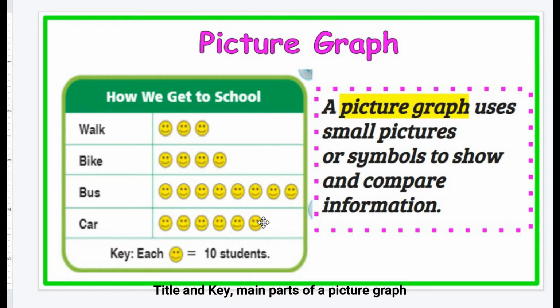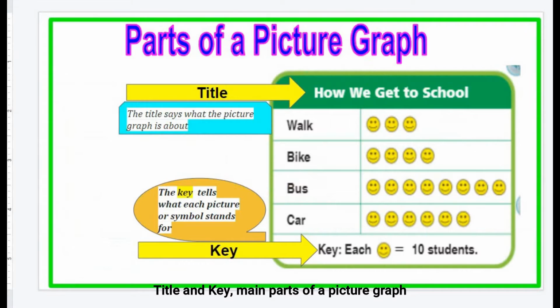This picture graph is giving us information about how students go to school. How do they go to school? They go in 4 ways: walking, biking, going by bus, and going by car. And this side is telling us how many students go to school walking, how many by bike, how many by bus, and how many by car. In the next slide, we are going to be identifying the different parts of a picture graph.